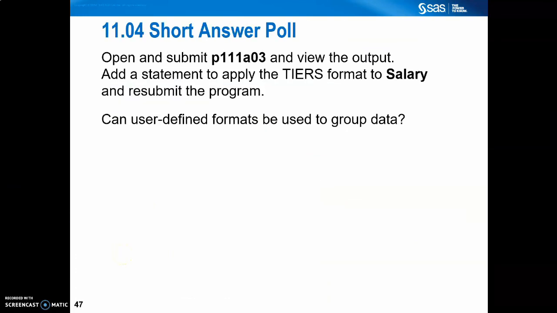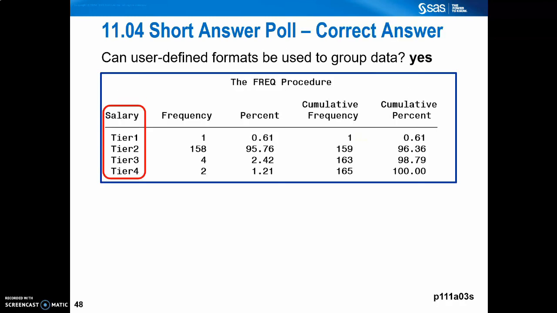So let's take a short quiz. Open and submit program p111a03 and view the output. Add a statement to apply the tiers format to Salary and resubmit the program. Can a user-defined format be used to group data? Answer these questions by using the submitted program in p111a03. So this is the correct answer.